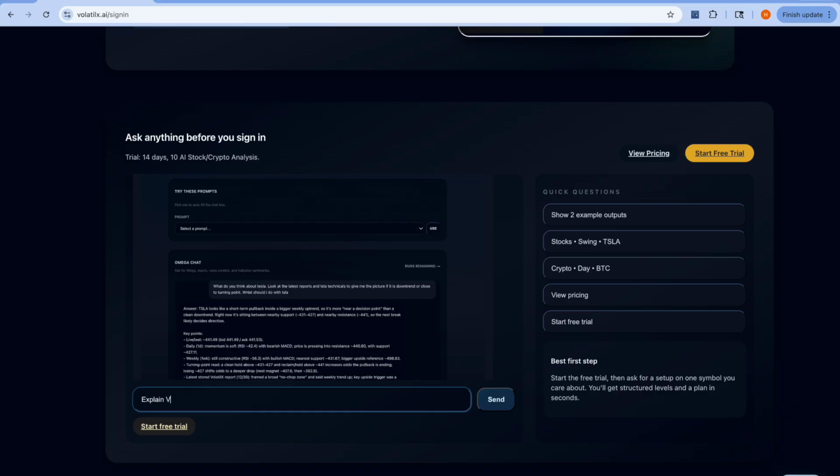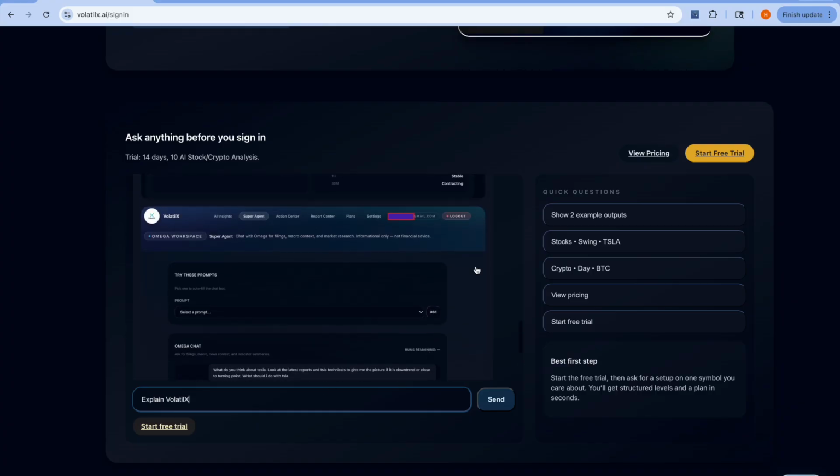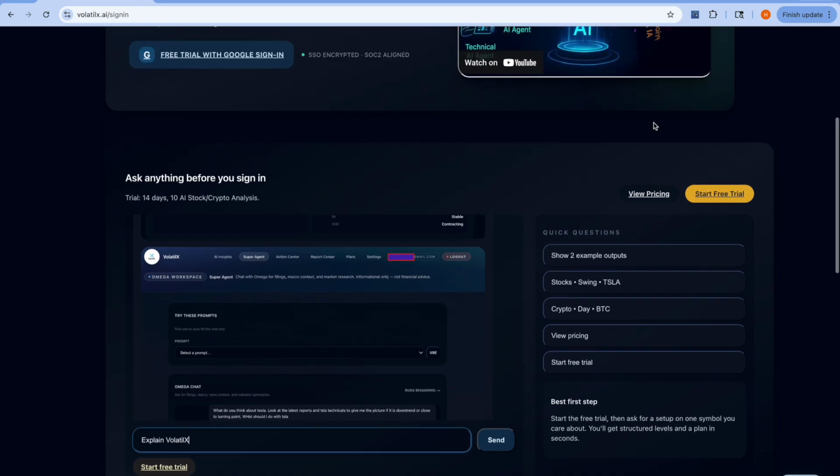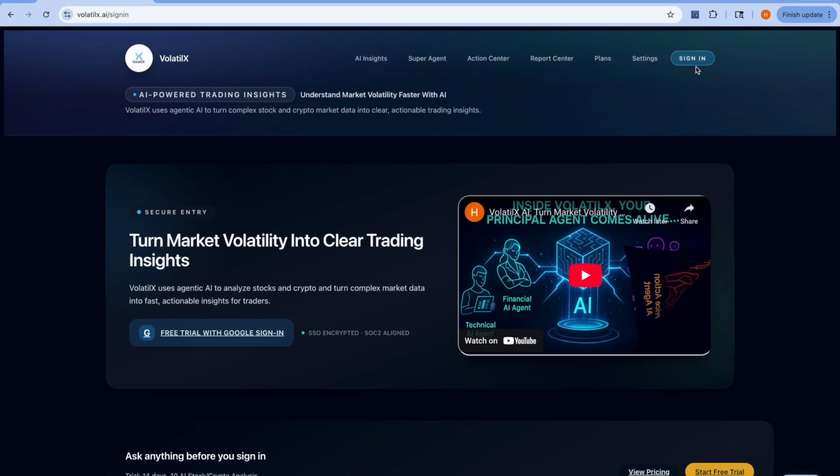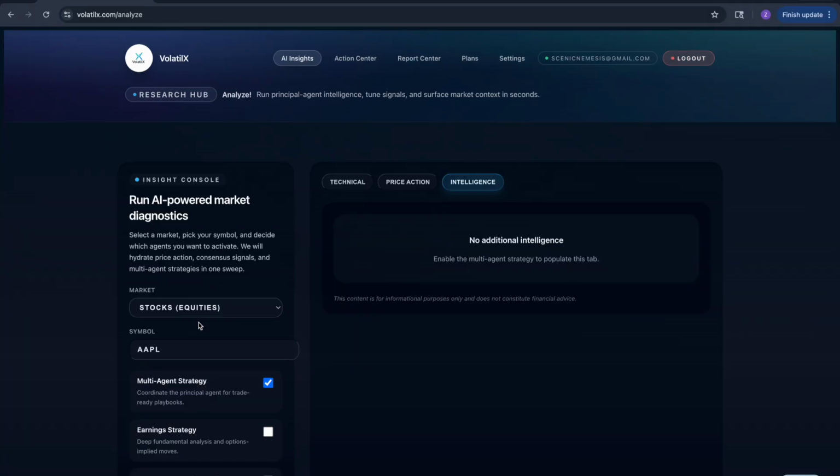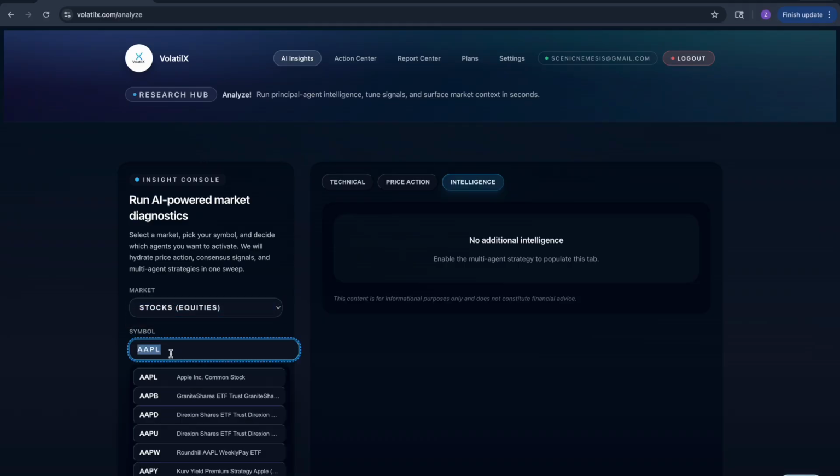After getting your questions answered by the chatbot, you can proceed to starting your free trial by signing in with Google. After signing in, you can either select stocks or crypto and then put in the symbol for which stock you want to get insights on.